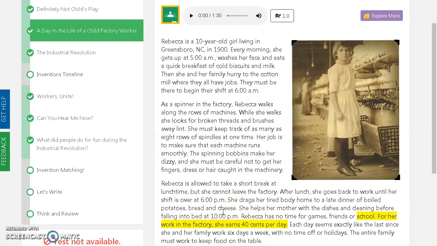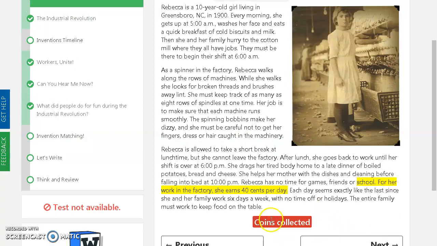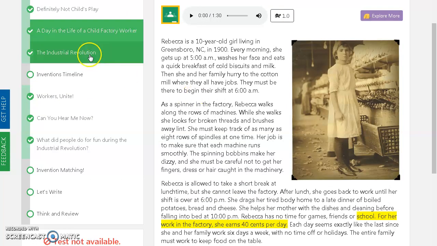Okay, so one of the things you need to know on your test also says, why were children hired to work in factories during the Industrial Revolution? You need to know that, for one, their wages were very low. They earned 40 cents a day. There were no laws against children working in factories, and their families were very poor and needed the extra income. So their families needed the help. That's why these children were having to work.